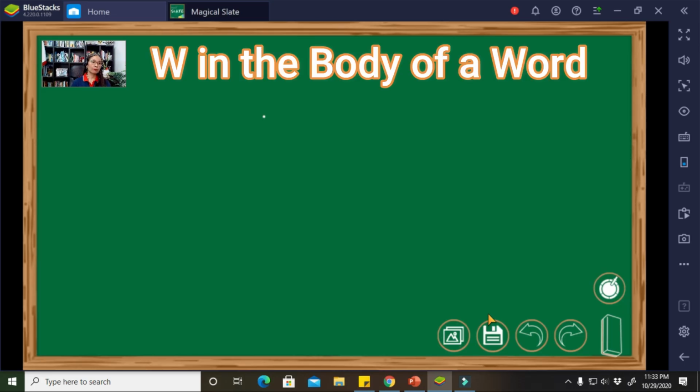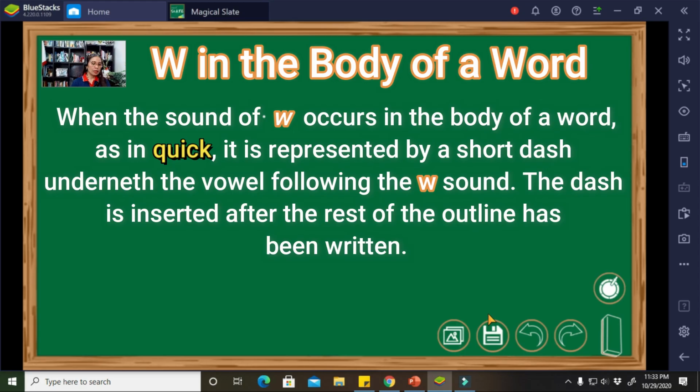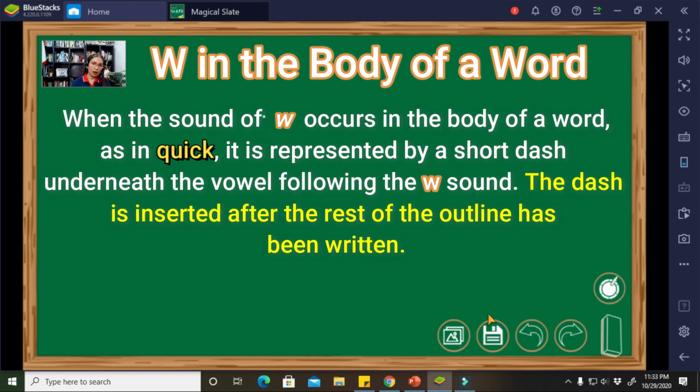It says that the W in the body of a word, meaning when the sound of W occurs in the body of a word, as in quick, it is represented by a short dash underneath the vowel following the W sound. Okay, so I repeat, we will put a dash underneath the vowel.